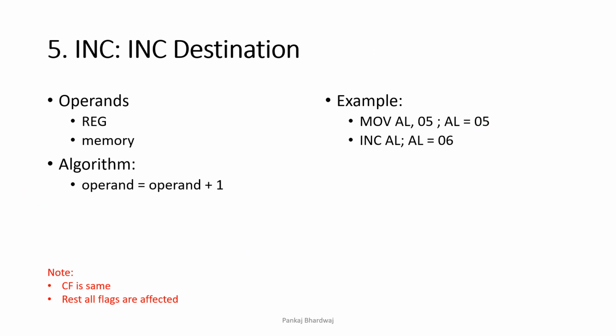Next is incrementing. Increment destination. As it needs only one operand, it may be a register or a memory location. The algorithm is simply operand will be operand plus 1. So if we want to increment the content of AL, suppose 5 is moved into AL, then if we increment AL, AL will be 6. The carry flag will be the same, but other flags are changed. We need to check the latest values of the flags.